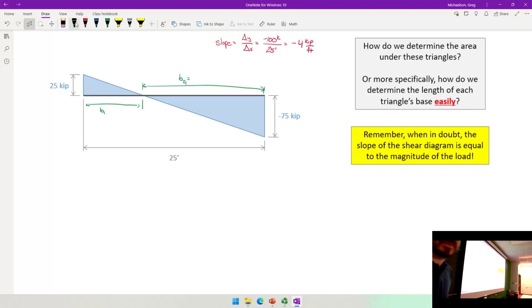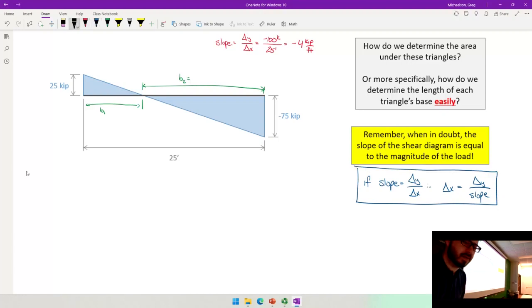Okay? So if slope is rise over run, then the run is the change in y over the slope. And if that's the case, B1 is just 25/4. And 25/4, I think, is 6.25 feet.